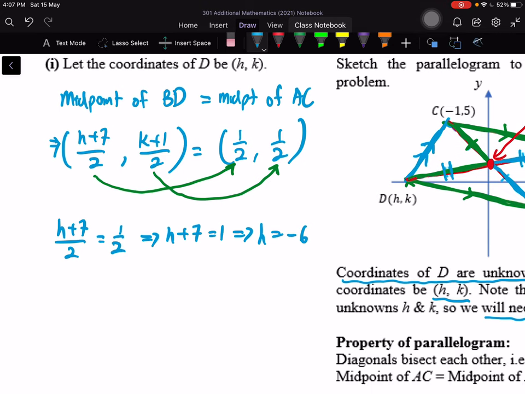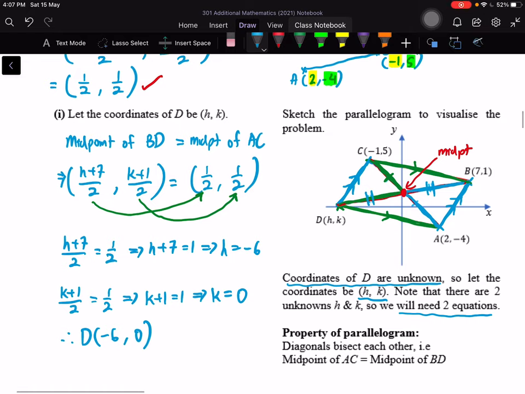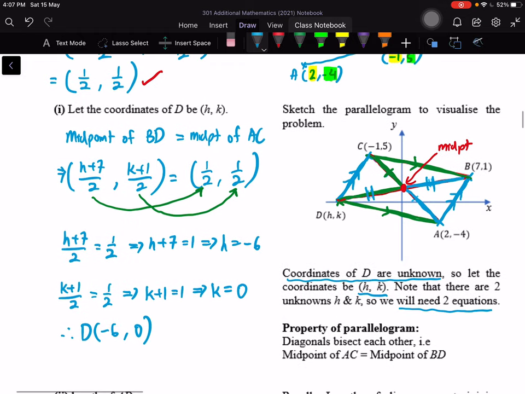On the other hand, if you compare the y coordinates, you get (k plus 1) over 2 is again equal to half. So you get k plus 1 equals 1, so your k equals 1 minus 1, which is 0. Because you are asked to find the coordinates of D, you need to conclude, therefore, the coordinates of D are minus 6, 0. Just to recap, the property that we are applying here is that the diagonals of a parallelogram bisect each other, which allows you to use this property: the midpoint of BD is equal to the midpoint of AC that you have found earlier.